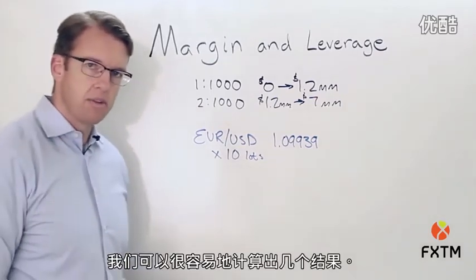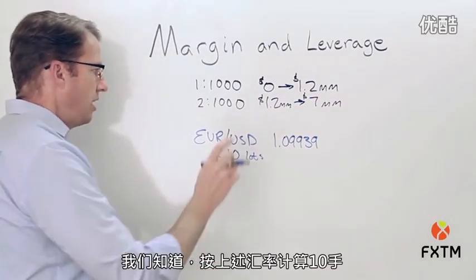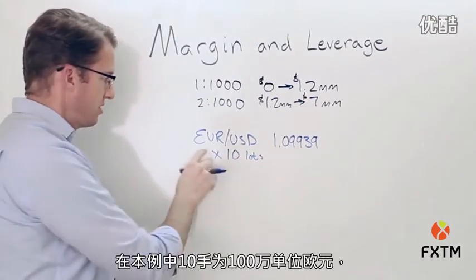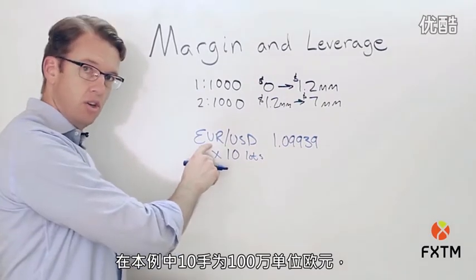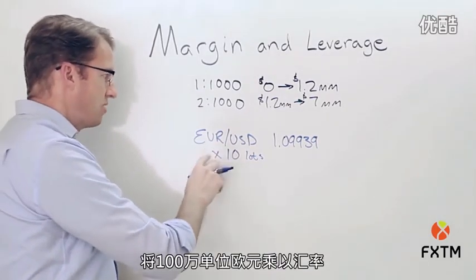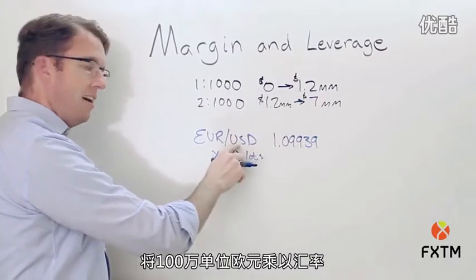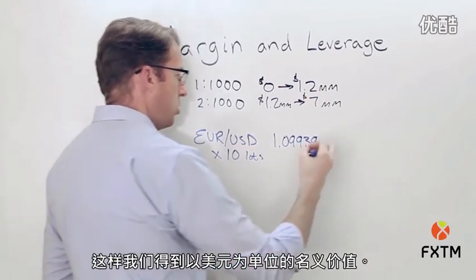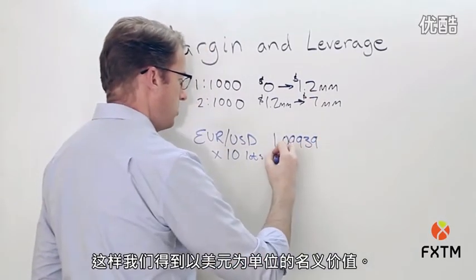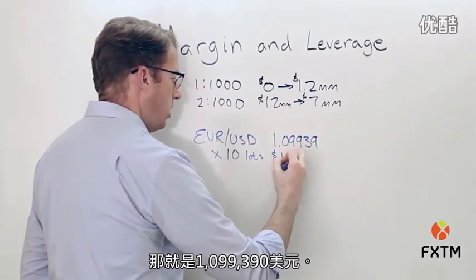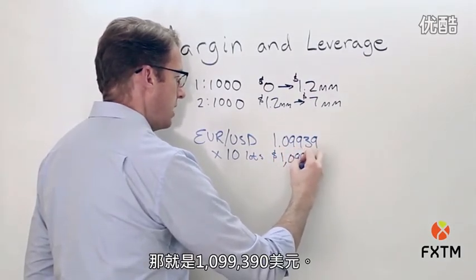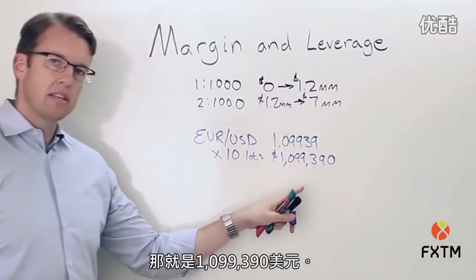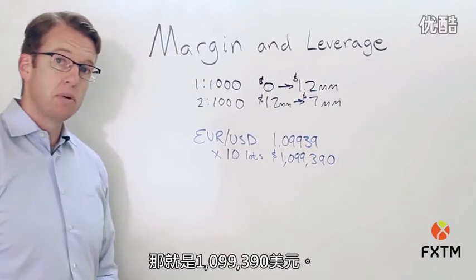Well, we can calculate a couple of things really easily. We know that 10 lots at this exchange rate is going to be notional value, because it's going to be 1,000,000 units of the euro in this case. Well, if we take the 1,000,000 units of the euro times the exchange rate, because there's 10 lots, that's going to give us our notional value in dollar terms. So let me put that down here. So we say that's $1,099,390.